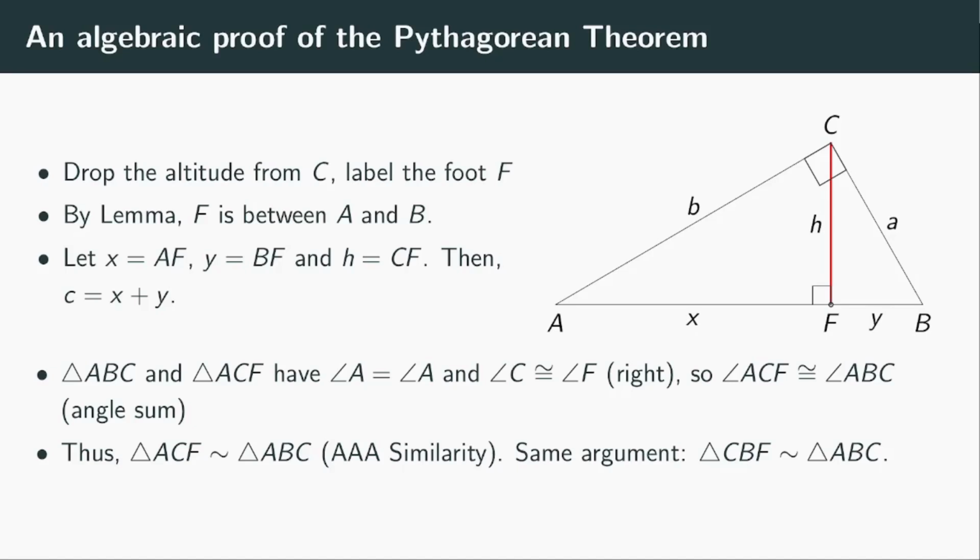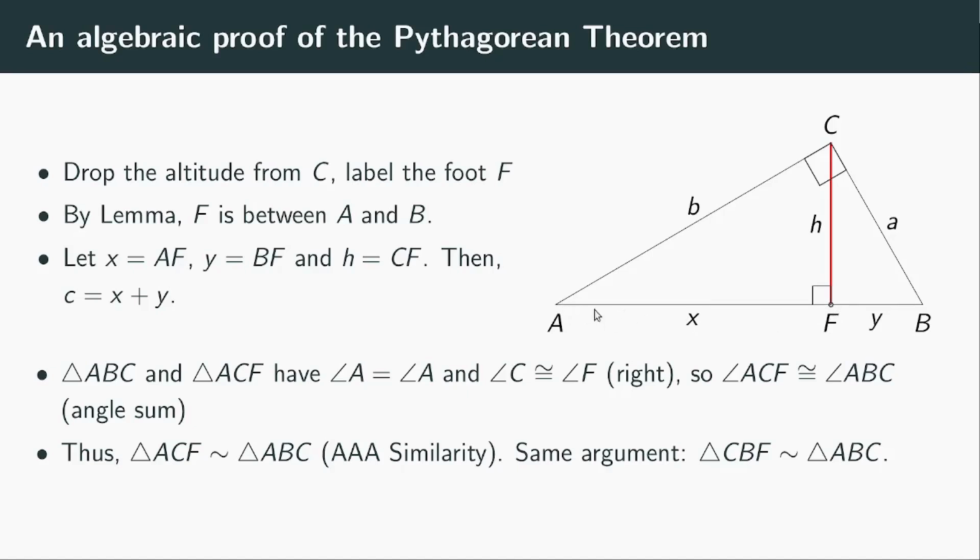Okay, so now we're ready for a first proof that we're going to see of the Pythagorean theorem. And this one is kind of algebraic in flavor. So what we do is we drop the altitude from C, and we label that foot F. F for foot, right? So I've dropped this altitude here from C, and I have my foot F. Now, by the lemma, F is between A and B. And that's important.